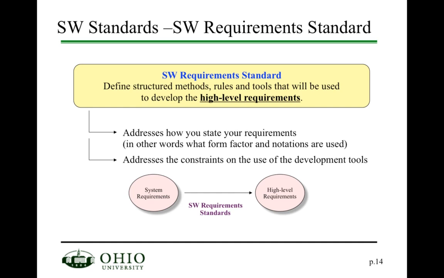It also typically includes the constraints that you have for using development tools. For example, if you use a requirements tool, like for example DOORS, to make your high-level requirements, the use of this tool must be addressed, and the limitation constraints of this tool must be included.